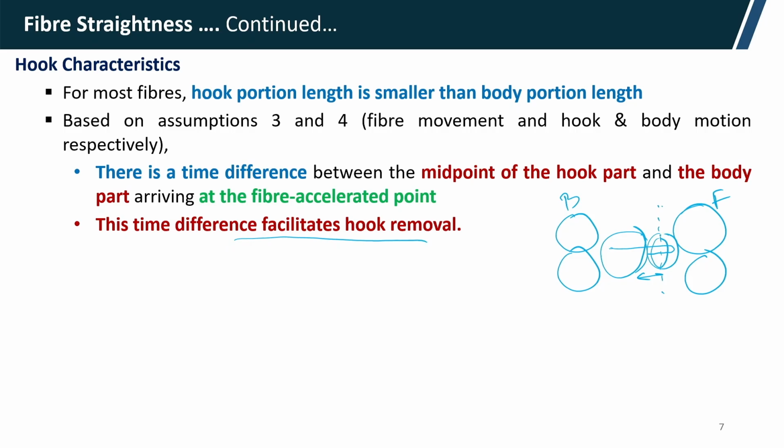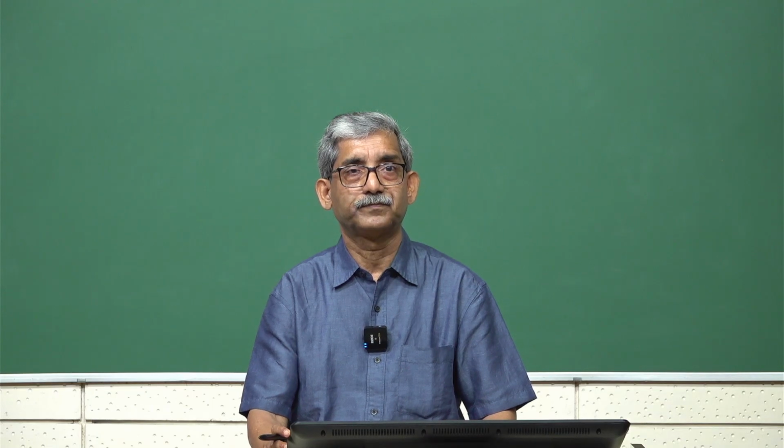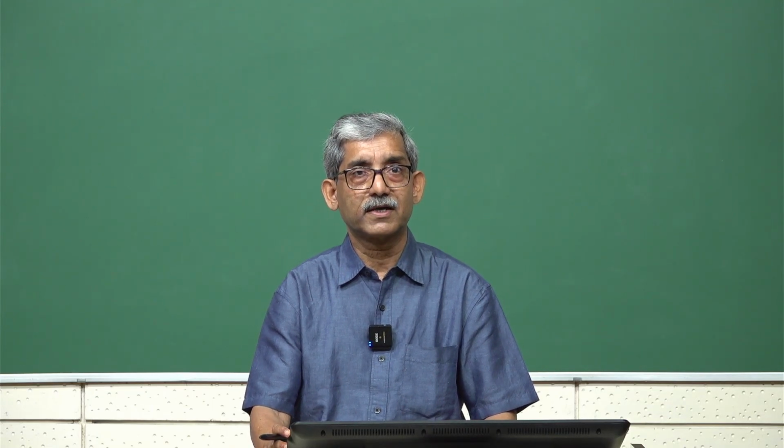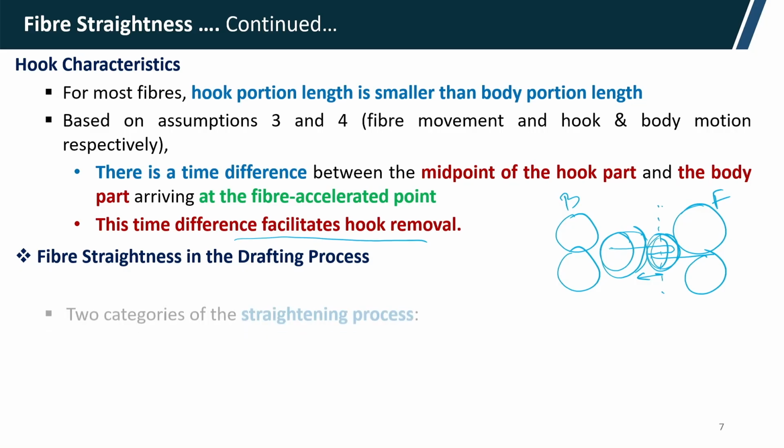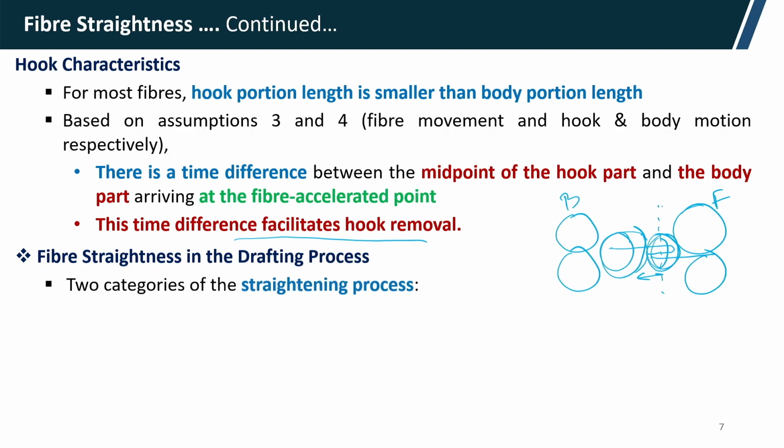Because at this point the hook portion will have higher speed. So, body portion will be moving at the back roller speed. So, this time difference is actually responsible for hook removal. That is the basic assumption. Fiber straightness in the drafting process, two categories of straightening process are there.